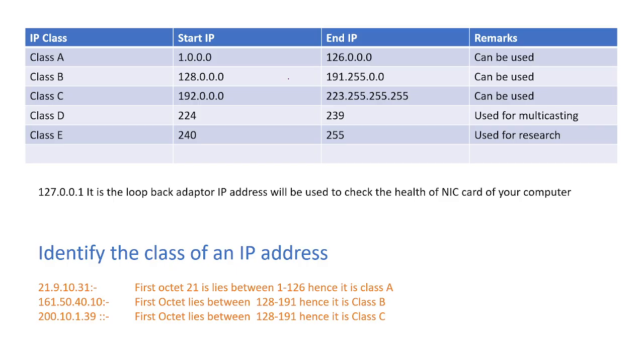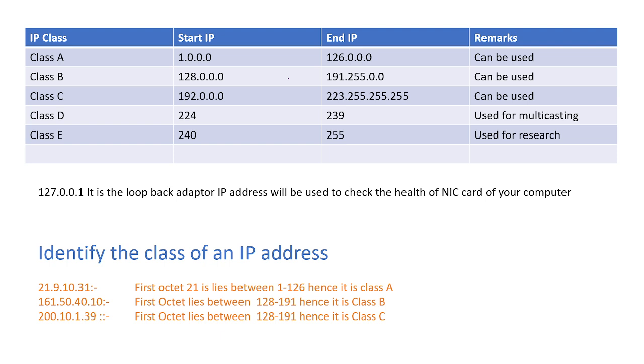Now let us understand the classes of IP addresses. IP version 4, whether private or public address, has 5 classes: class A, class B, class C, class D, and class E.